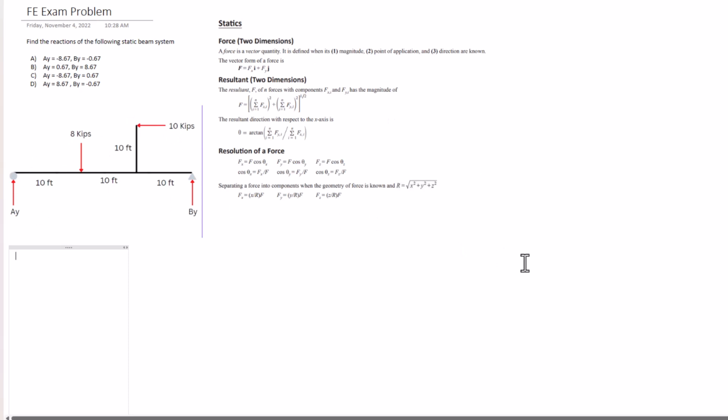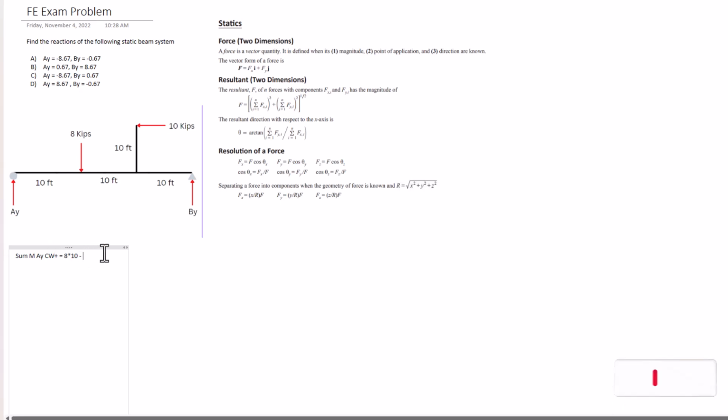So the first thing I'm going to do is sum the moments about A_y. So sum the moments about A_y equals what? Well, we have to choose our direction. So I'm going to choose that clockwise is going to be the positive direction. Hopefully you understand my notation. When you write this down, it's a little easier to do. So now we have 8 kips times 10. That's going to be positive actually, because that's going to take us in the clockwise direction. So 8 times 10.